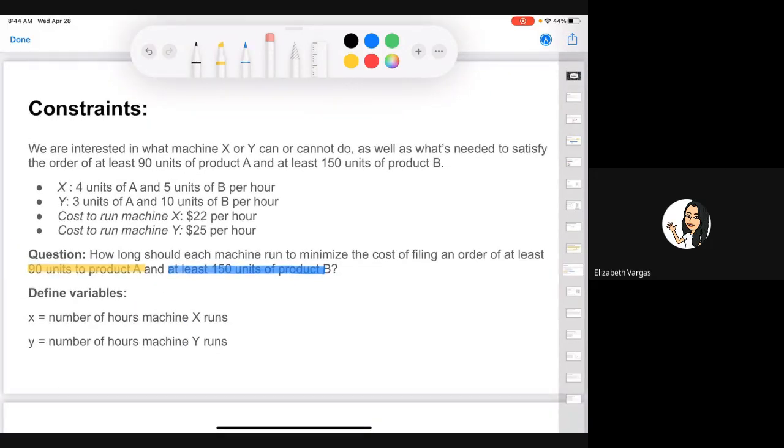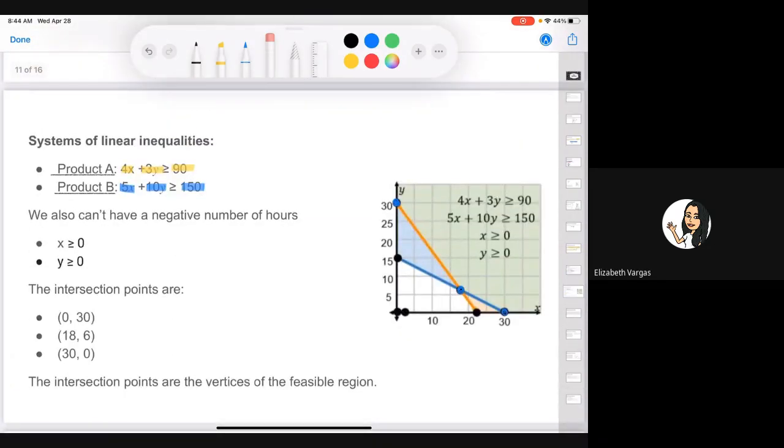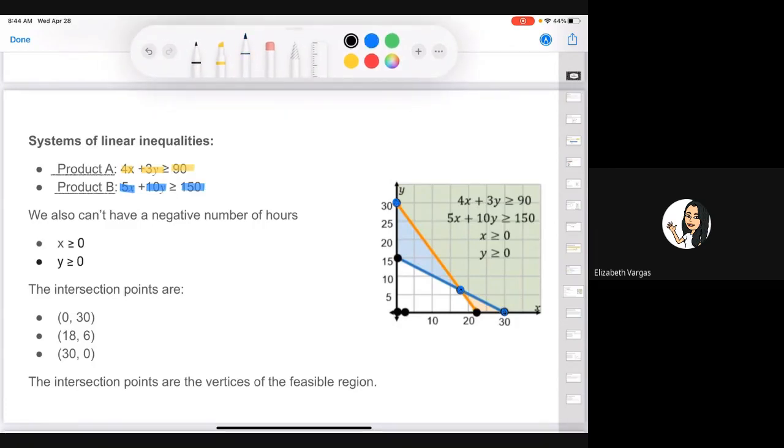How long should each machine run to minimize the cost of filling an order of at least 90 units of product A and at least 150 units of product B? So I'm trying to identify what that minimum value is. But what I know is I can find my minimum and my maximum value by looking at the vertices. So here I have my vertices listed out. And now I can plug this into my objective function.